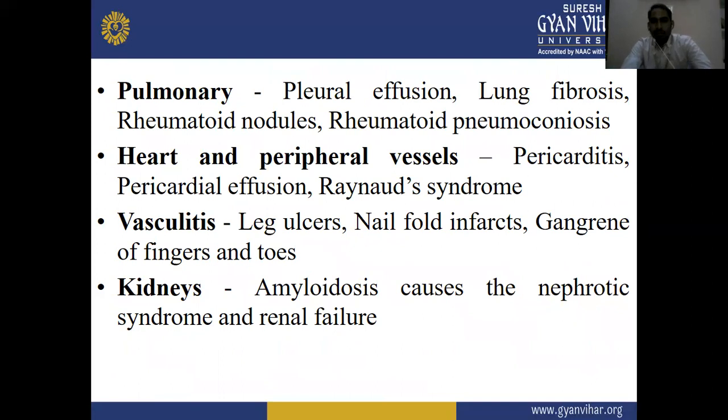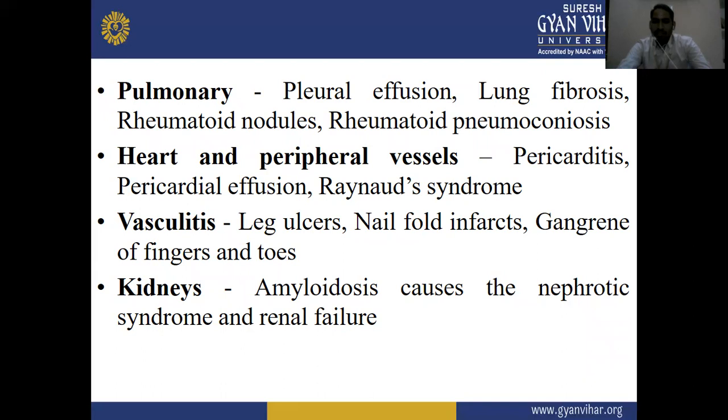Next one is pulmonary: pleural effusions and lung fibrosis, rheumatoid nodules, and rheumatoid pneumonitis. First of all is pleural effusion. Pleural effusion is a build-up of fluid between the tissue that lines the lungs and the chest. And next one is lung fibrosis. Lung fibrosis occurs when lung tissues become damaged and scarred.